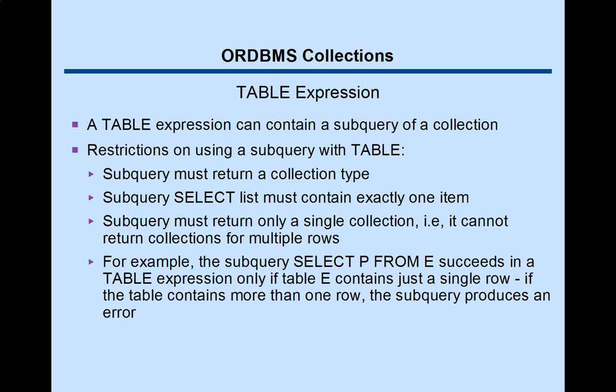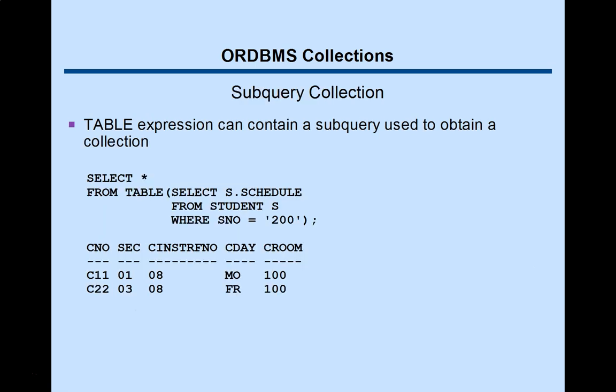So the subquery select P from E succeeds in a table expression only if table E contains just a single row. If the table contains more than one row, the subquery produces an error. Let's look at an example and we'll see how this works.